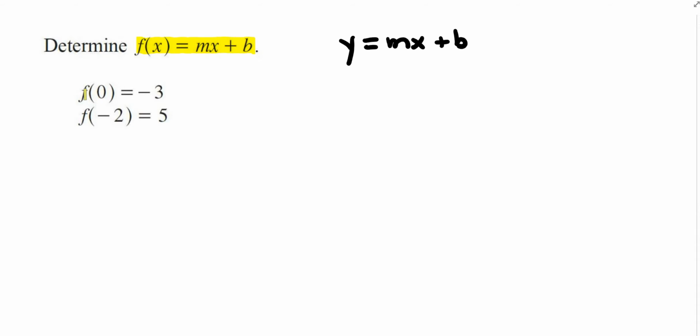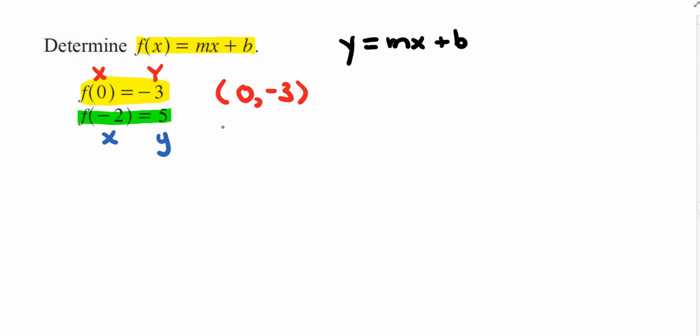And what you need to do here is you have to understand that when you're given this notation right here, f of 0 equals -3, this is really testing to see if you understand what this notation gives you. So the x value is 0 and the y value is -3. So if you change that to a coordinate, that's the same thing as 0, -3. All right, and for the function notation below, the x value here is -2 and the y value is 5. So if you translate that into a coordinate, it would be -2, 5.